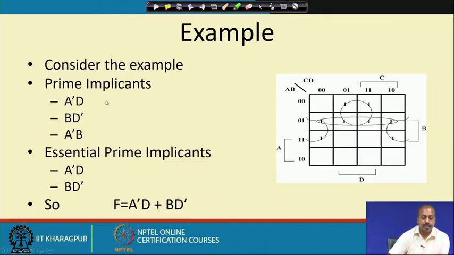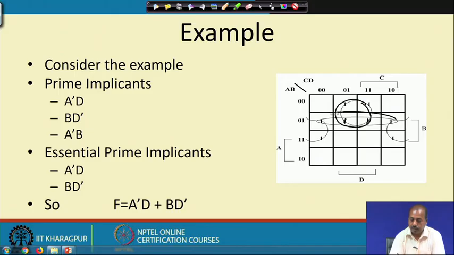Like in this case, we have got prime implicants A bar D, B D bar and A bar B. These are all prime implicants. Out of them, A bar D and B D bar are essential prime implicants. Say somebody has done a grouping like this as well. From the map itself you can understand that there is some redundancy here. For example, these two ones have been covered by this as well as by this.